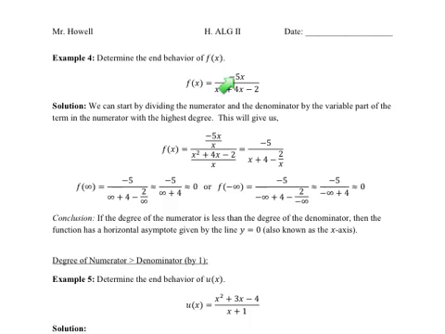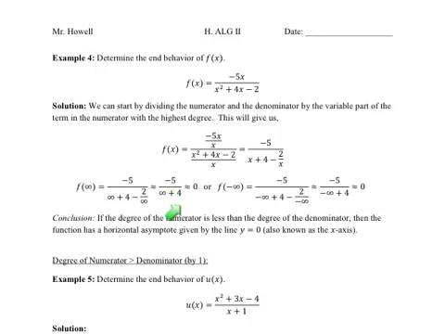Here we're going to have negative 5x over the quantity x squared plus 4x minus 2. We can start by dividing the numerator and denominator by the variable part of the term in the numerator with the highest degree. So we look at the numerator and we see that this x is the highest degree. So we'll divide by x and divide by x. The numerator becomes negative 5. Here's the denominator. If I plug in infinity into this function, this becomes infinity, this becomes infinity. This is 2 over infinity right here. It drops off. So you get negative 5 over infinity plus 4.